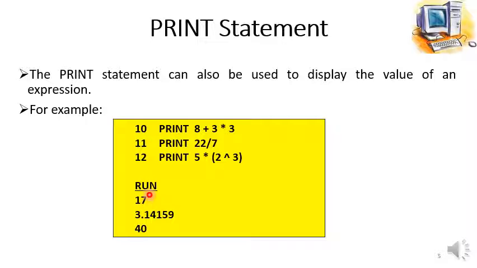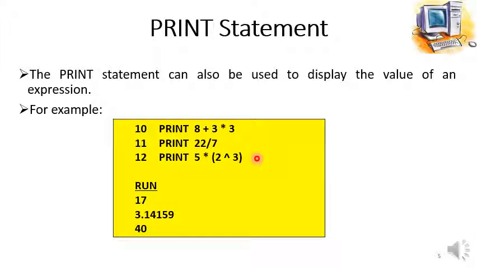And you can see whenever we run this program, the first statement is giving you the result 17. The second statement will give you the result 3.14159 when 22 is divided by 7, which is actually the value of pi. And the third statement, in which we have written the expression 5 multiplied by, and inside the parenthesis we have written 2 power 3.